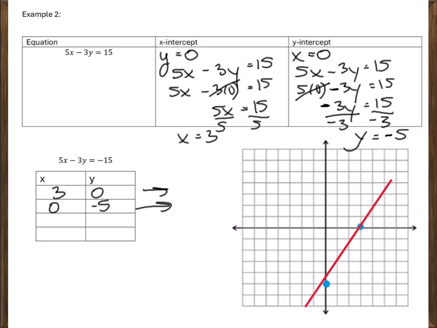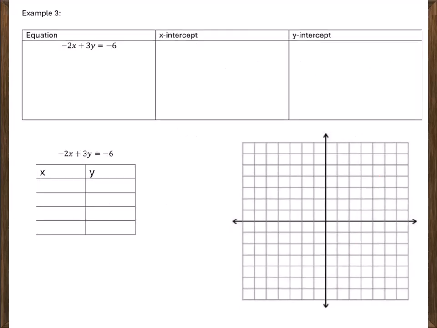Then we just connect these 2 points. Let's see if I can do a better job. There we go. And that is our line. Let's do one more example.